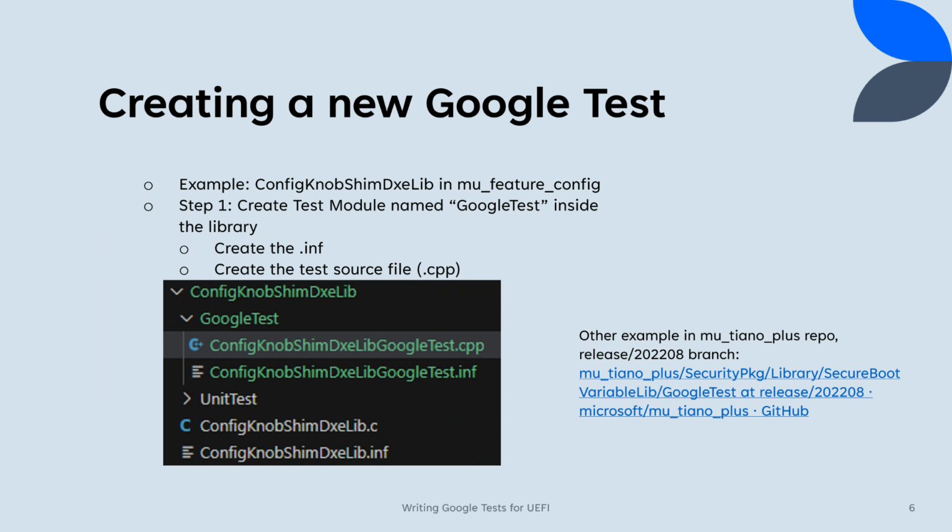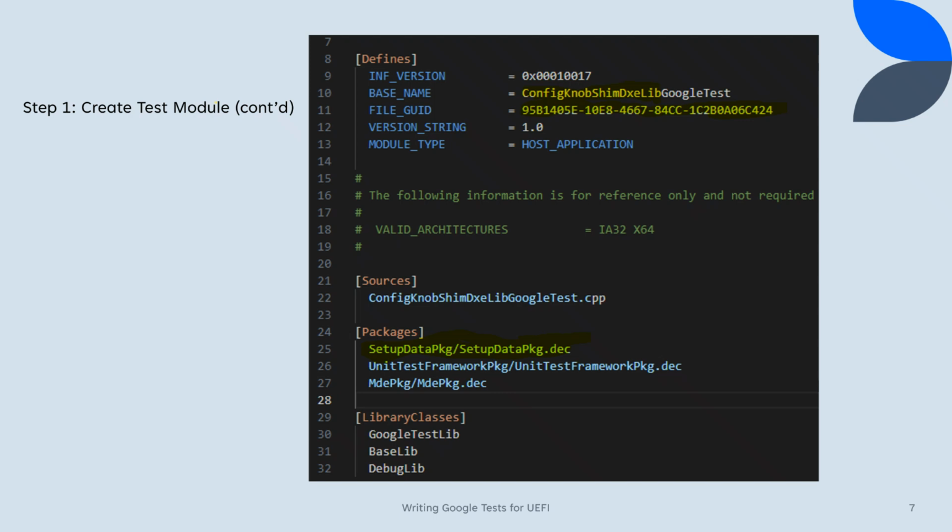Here's a link to an example. I will be sharing these slides so you can click all the links. So what you can do is use these as a reference or even copy what you need out of them. For the INF, you can essentially copy the example file, taking care to replace the commented file name, the base name. You can generate a new file GUID, and under packages, instead of SetupDataPkg.dec, use whatever package your library is in.